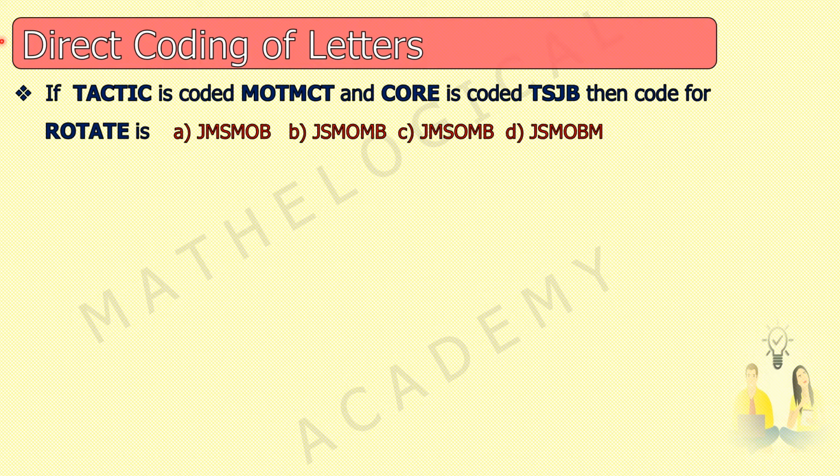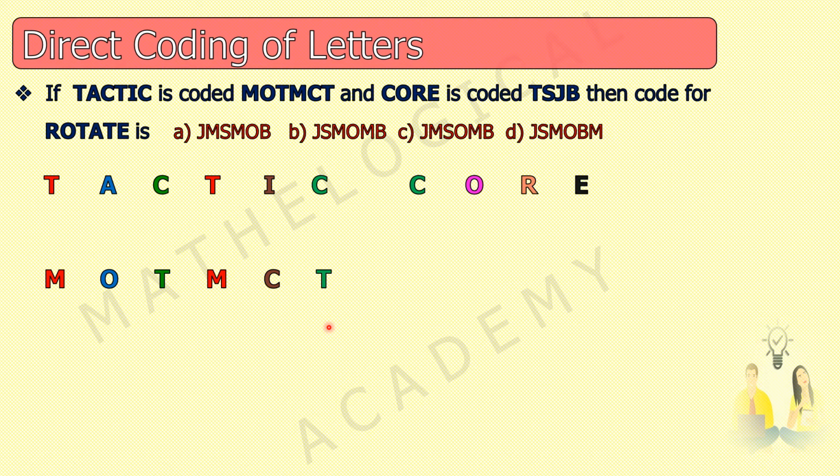So now here the word in question is rotate, and you will see all the letters in rotate are present in either tactic or core. So we'll just write it to make it clear. Tactic, its code is MOT-MCT. Core, and the code is TSJB. So letters are directly coded. That means T is directly written as M, A is directly written as O, and C is directly written as T. There is no logic behind this, there is no pattern behind it, just direct coding.